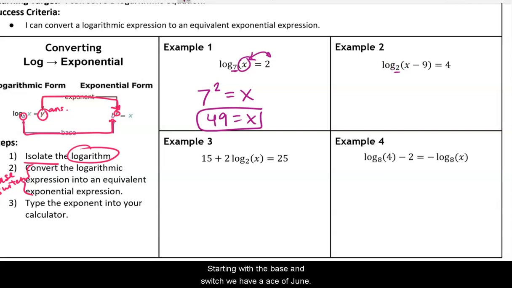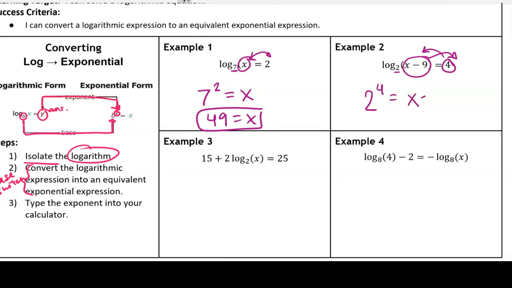Okay, so starting with the base and switch, we have a base of 2, and now these switch. Now we have 2 to the 4 equals x minus 9. Now 2 to the 4, 2 times 2 is 4, times 2 is 8, times 2 is 16. So now we have 16 equals x minus 9. And how do we solve for x? Well, we add the 9 to get rid of it. 16 plus 9 is 25. So x equals 25.